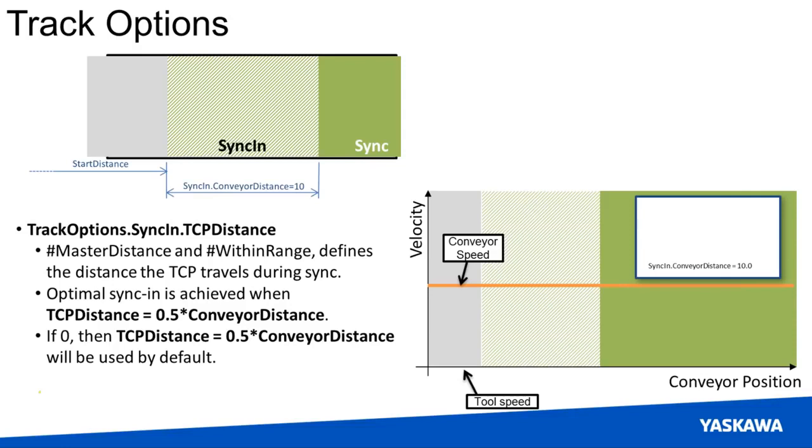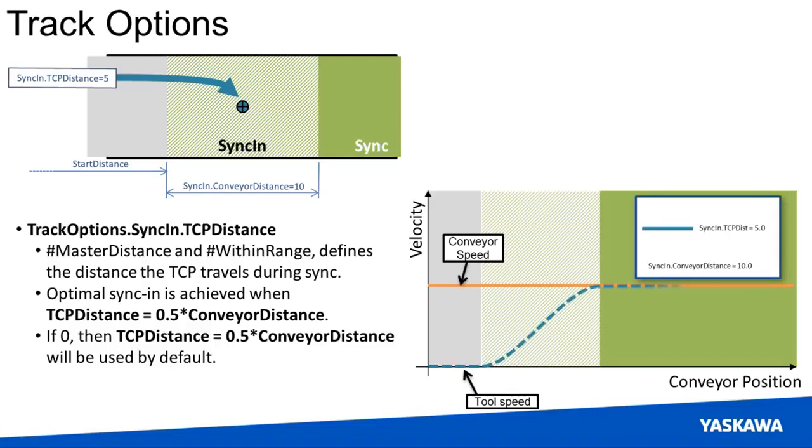So let's talk about these track options just a little bit more and what difference the TCP distance makes to our movement, to the speeds of our tool. So in this particular case, again, I have an overhead view of a conveyor belt and my sync in distance is 10 units. If I start right in the middle of that with a TCP distance of 5, on the graph at the bottom, you can see how that's going to work. It's going to slowly accelerate, get up, and match speeds of the conveyor. This is the default situation. If I don't put a number in for TCP distance, it's going to assume I'm starting at half of the conveyor distance.